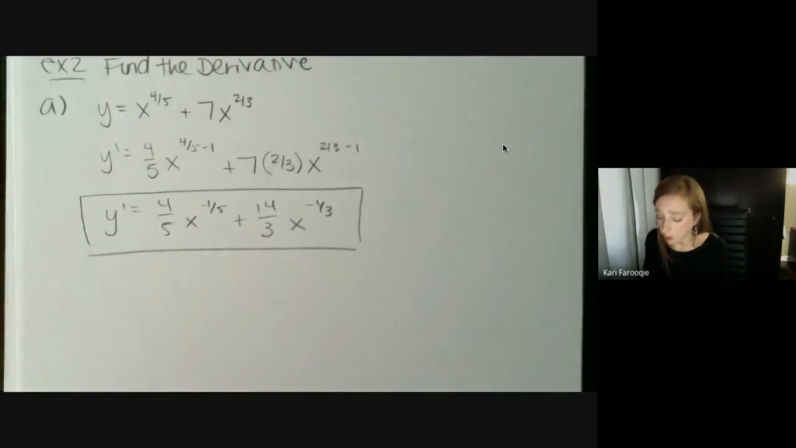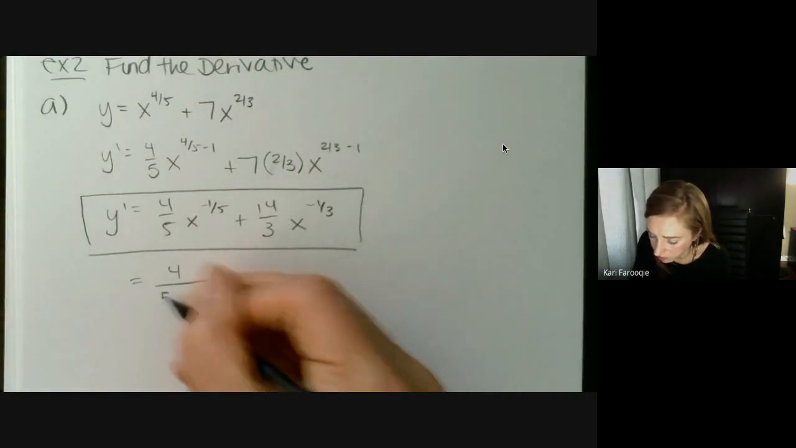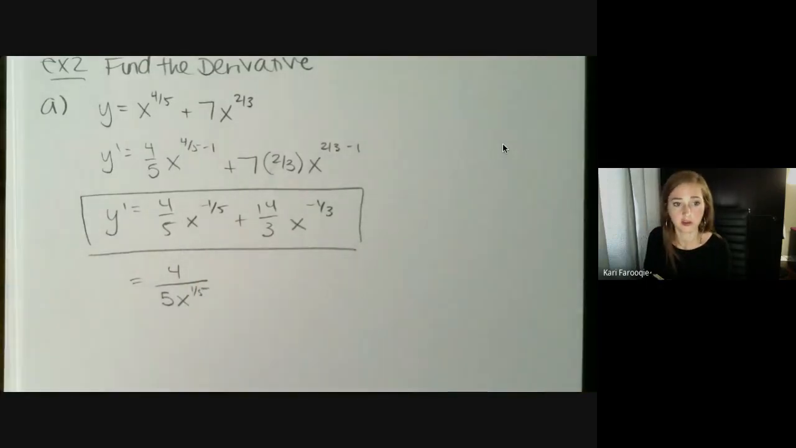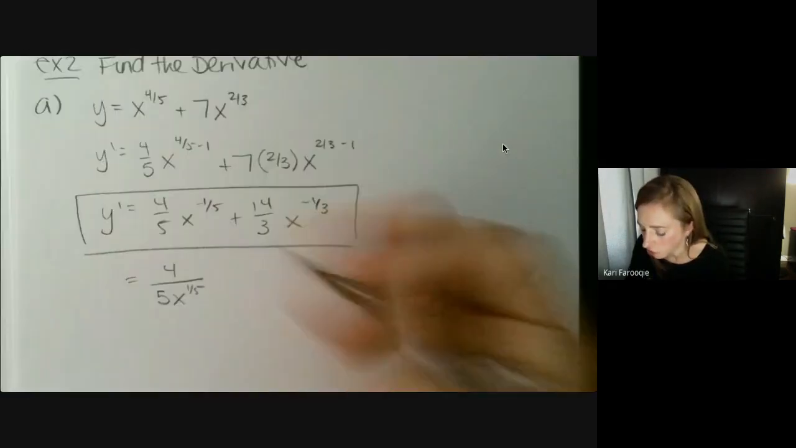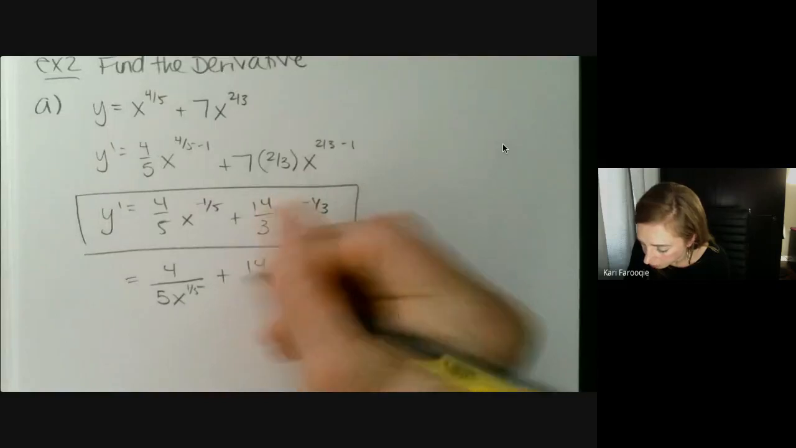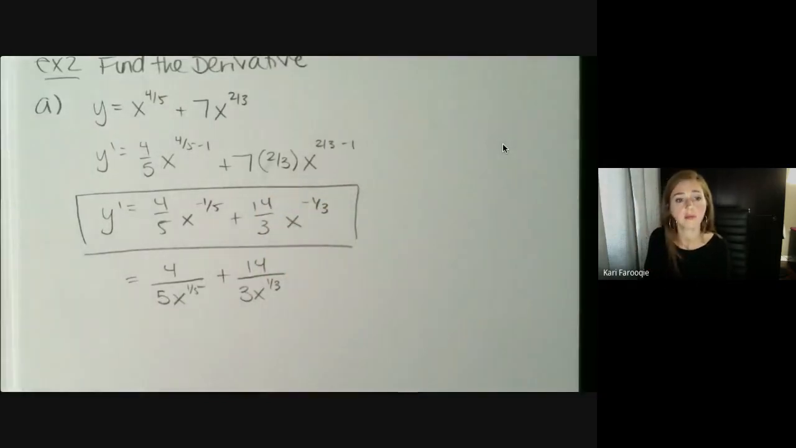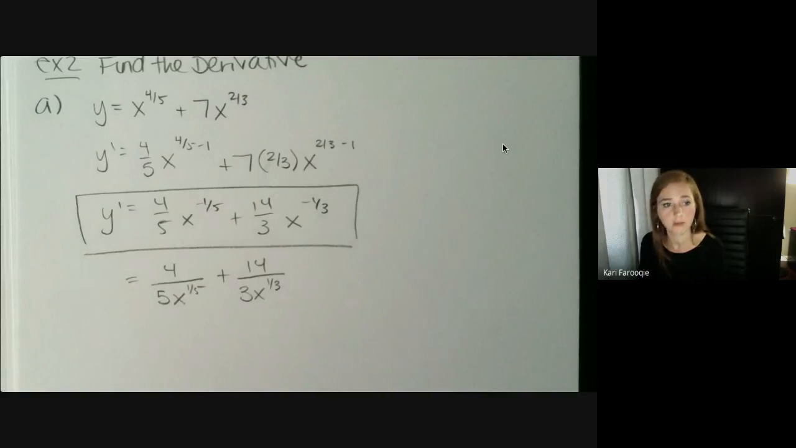If you want to write it with positive exponents, you can. Sometimes I just like to show it like that because I think it's good for us to get the practice. But it would look like this: 4/5x to the 1/5. So moving that exponent into the denominator, you can change the sign. And then 14 divided by 3x to the 1/3 power. So that would be an equivalent answer, but the one in the box is just fine.